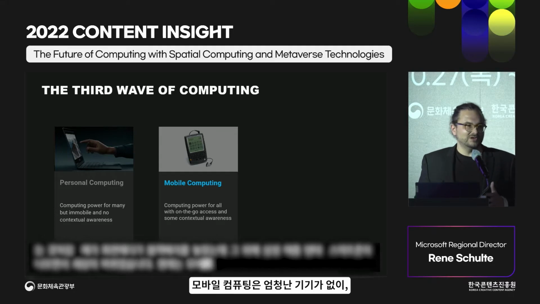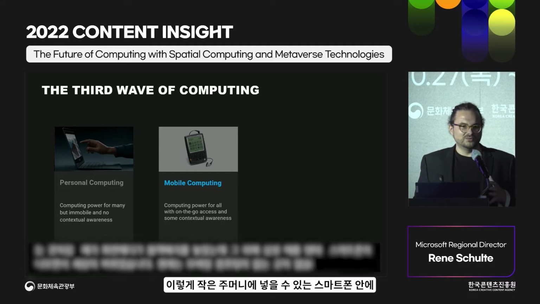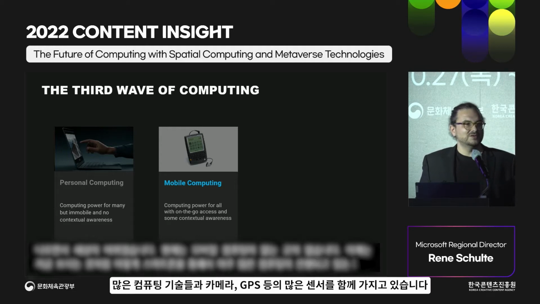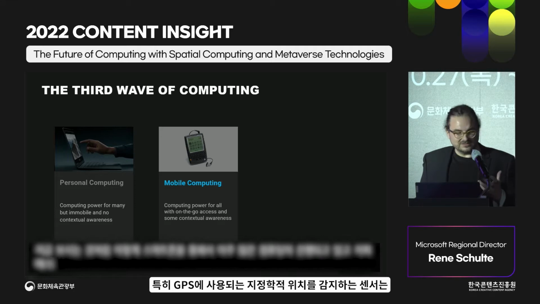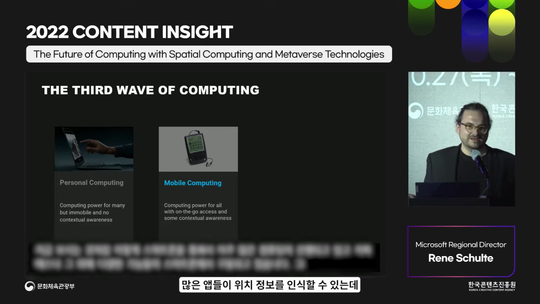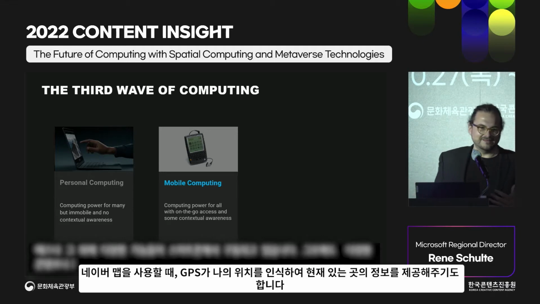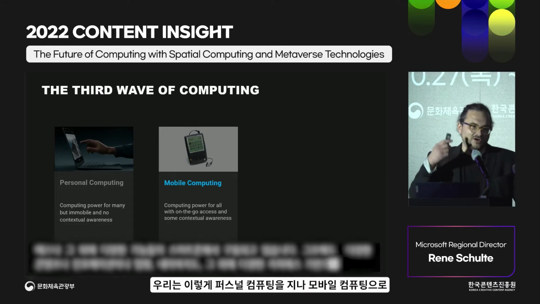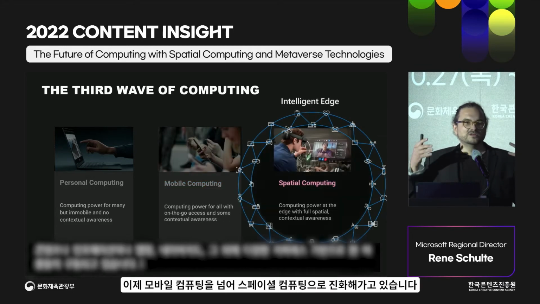And with mobile computing, we don't just have very powerful computers like this in our pockets, which have a lot of computing power, but they also have sensors, like a camera, but also GPS sensors, like geopositioning. And with these sensor data, you can locate a device in your environment, and you can provide contextual information. For example, the simplest application is mapping, right? You use, like, Naver Maps, for example. It uses the GPS, and it can show you contextual information where you are. So we come from personal computing over mobile computing now to spatial computing.